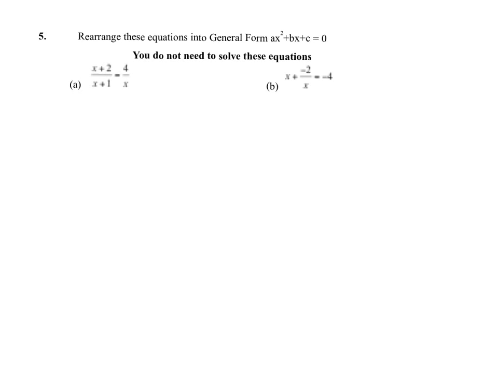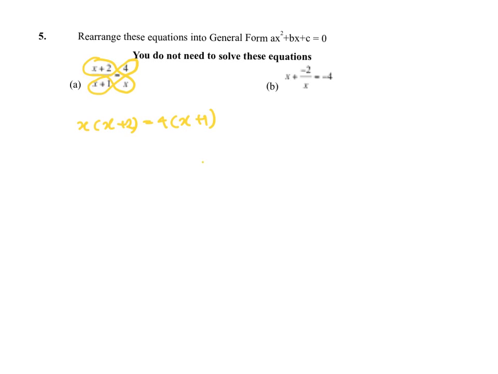Hi everyone. Let's do question 5. Rearrange these equations into general form. What I'm going to do here is pretty much use cross multiplication. So I'm going to cross multiply. That's going to give me x times x plus 2 is equal to 4 times x plus 1.